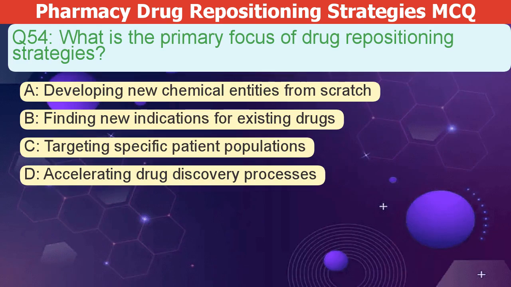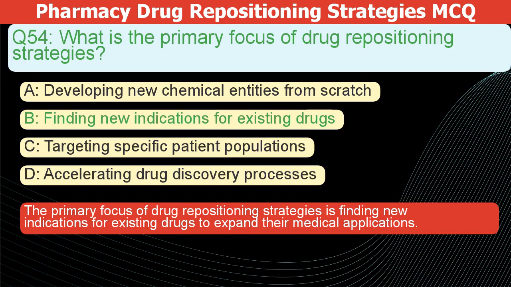What is the primary focus of drug repositioning strategies? A. Developing new chemical entities from scratch. B. Finding new indications for existing drugs. C. Targeting specific patient populations. D. Accelerating drug discovery processes. The correct answer is B. The primary focus of drug repositioning strategies is finding new indications for existing drugs to expand their medical applications.